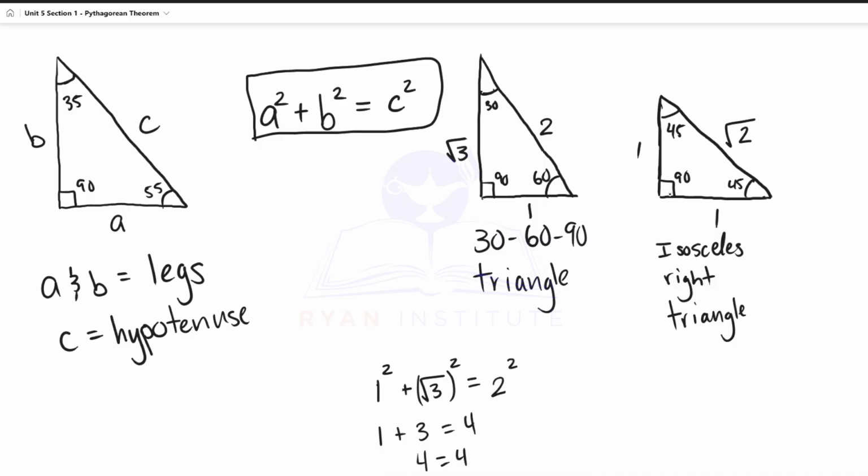Let's look at this isosceles right triangle here. This is 1 squared plus 1 squared equal to the square root of 2 squared. This is 1 plus 1 equal to 2, and then it's 2 equal to 2.